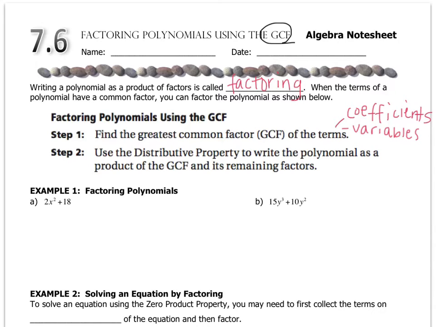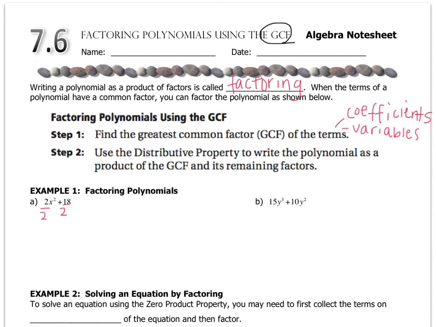So here we go, letter A. We've got this polynomial and we want to factor it. So you look at your coefficients, which are 2 and 18, and you say, what is the greatest common factor of 2 and 18? Well, the answer is 2. 2 goes into 2 and 2 goes into 18, and that's the biggest one. So first thing that I'm going to do is divide each term by 2. And then you say, well, do they have any variables in common? This has x squared, but this has no variables at all. So they don't have any variables in common. So 2 is the best that you can factor by.